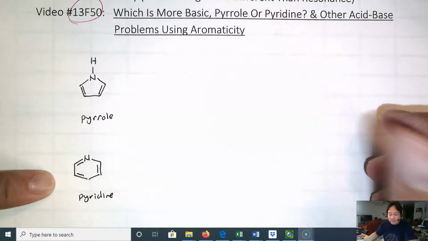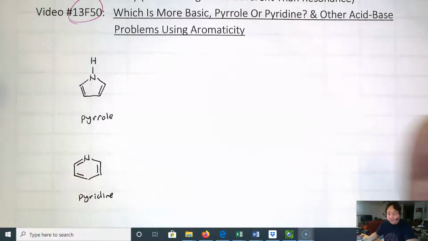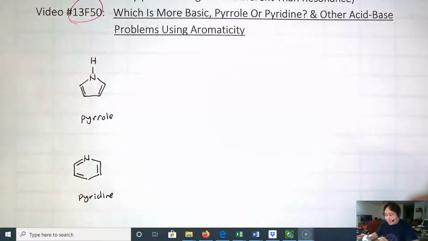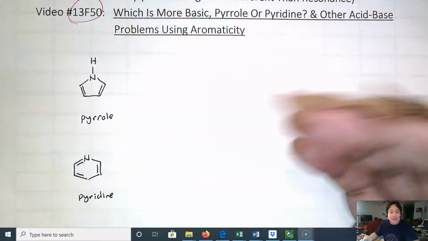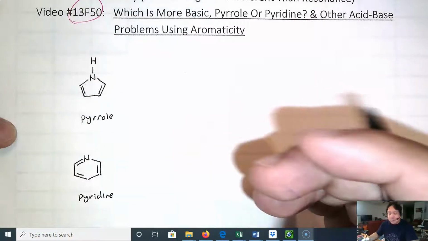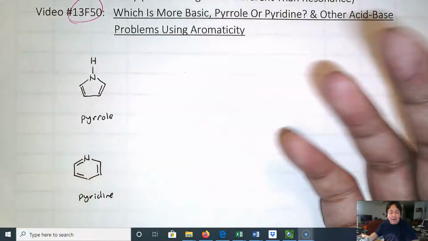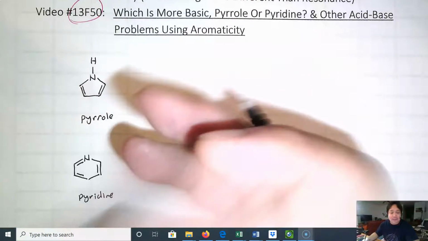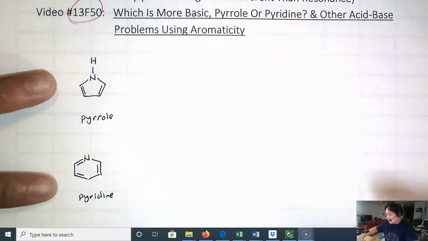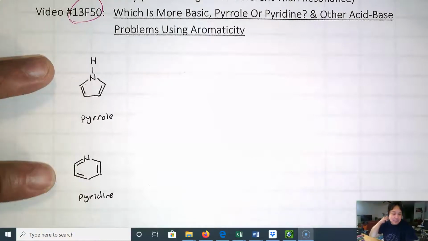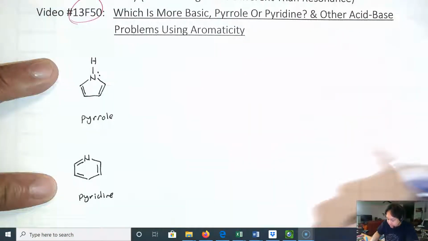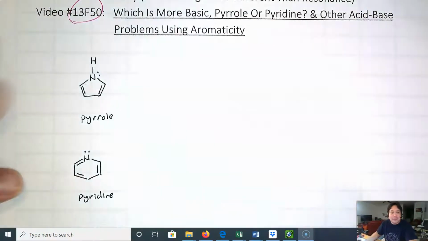But why pyridine? Why not pyrrole? Or can we use either one? Can both of them be very good bases? Well, we want to understand what a base does, right? A base grabs a proton using a lone pair. We're also in the unit of aromaticity, where it's important for us to, at times, figure out whether that lone pair is part of the pi system or not. My suggestion is let's draw any lone pair on these molecules that we know exist. So here's 1 on that nitrogen, and here's 1 on this nitrogen for pyridine.